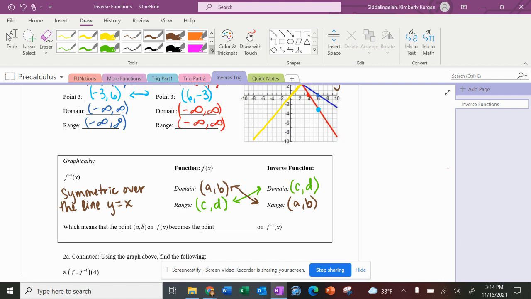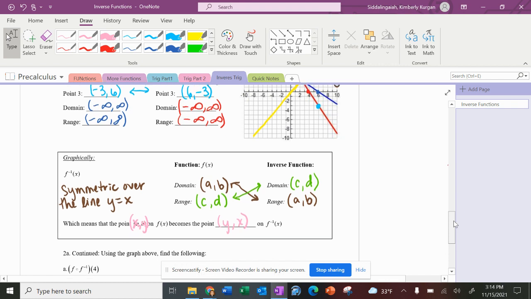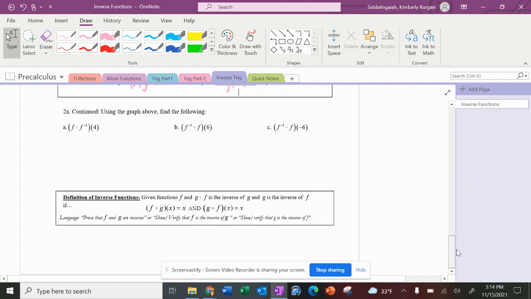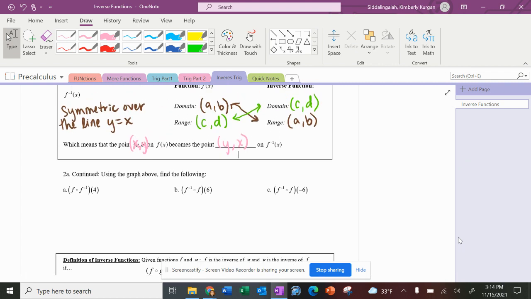All right, so let's talk about one last thing before we get into it. Let's switch this. It says, which means that a point, let's call it x comma y, on f of x becomes the point y comma x on f inverse. So x and y definitely switched. The reason I want to change that is because I used the a and the b already up here for the domain. And just a couple more before we get to our final box and then wrap up this video.